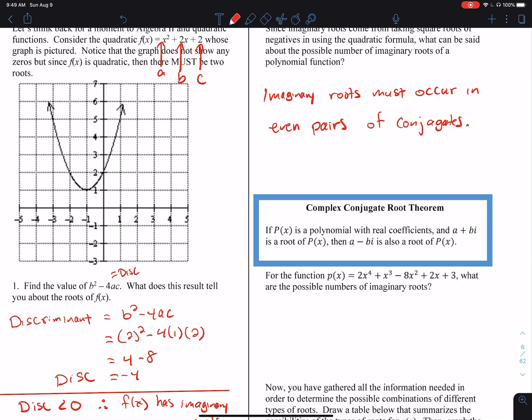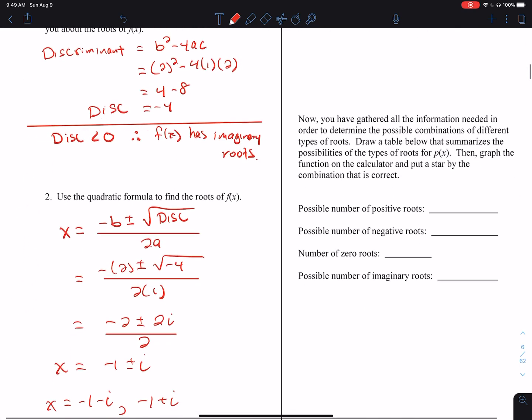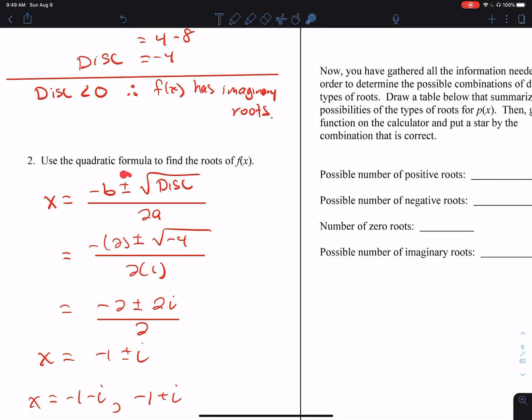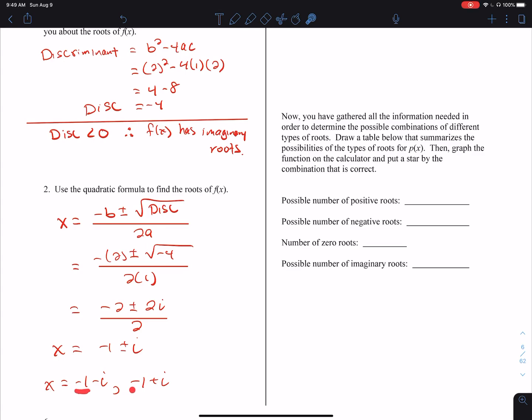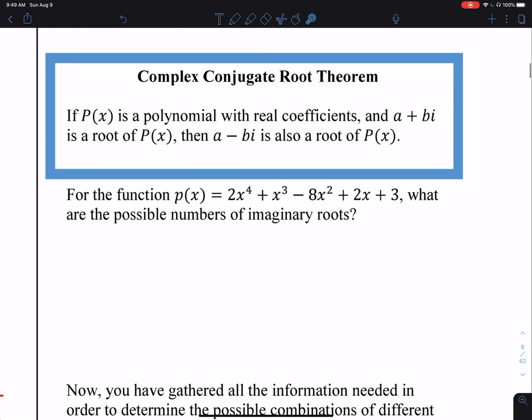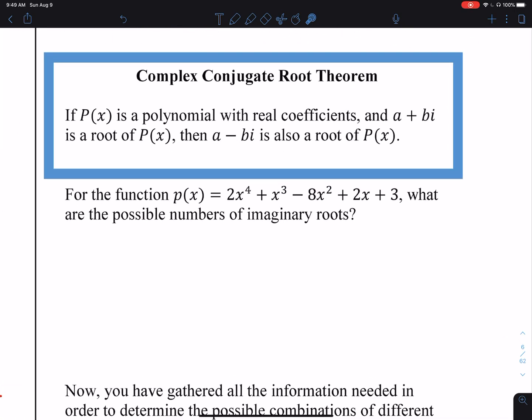Which leads us to the complex conjugate root theorem, but let's hold that thought for a second. First of all, why does it come in pairs? Because we are doing plus or minus, so there's going to be two of them. Conjugates is when the real number is the same and the imaginary part is the different sign. Complex conjugate root theorem: if p of x is a polynomial with real coefficients, and a plus bi is a root of p of x, then a minus bi is also a root of p of x. In other words, if you find that you have an imaginary root, its conjugate is also an imaginary root.